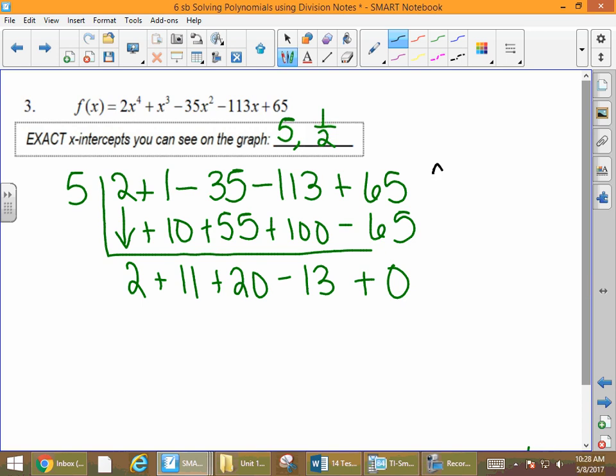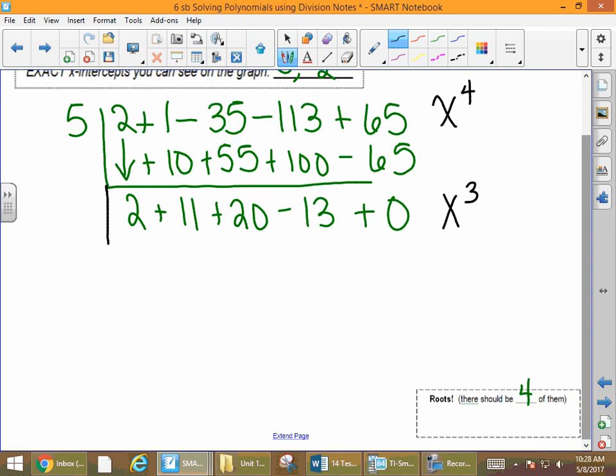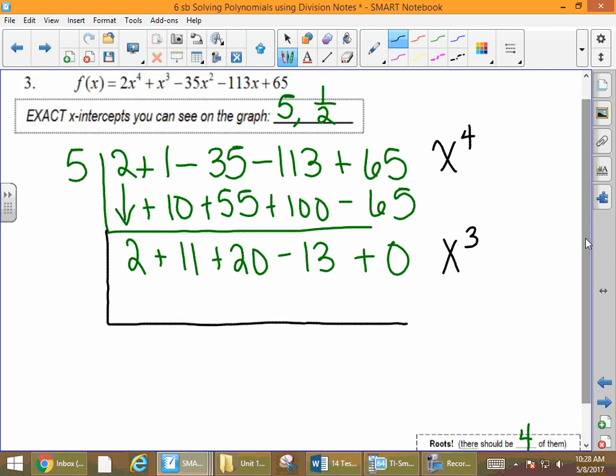But we started with x to the 4th. And when we divided, now this is x cubed. And we need to have our polynomial in quadratic form to use our techniques. So we're going to divide again. And this time we're going to use the 1/2, or you can use the 0.5 if you prefer. Carrying down the 2. Half of 2 is 1. It was positive 1/2 times positive 2, which is positive 1. And 11 plus 1 is 12.